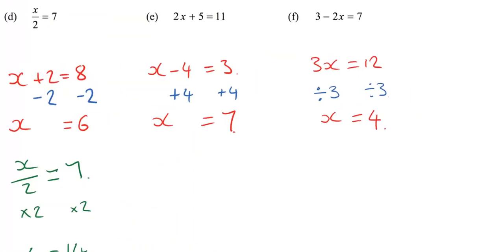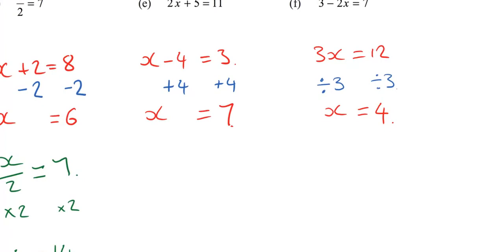Now, we're going to start making it more complicated. Let's take a look at E. So E says that 2x plus 5 is equal to 11. Let's think about this very carefully. The x is being times by 2, and then we're plussing 5. So we need to undo those steps in order to leave x on its own, and the order is very important. The first thing that's happening to that x is it's timesing by 2, and then we're adding 5.